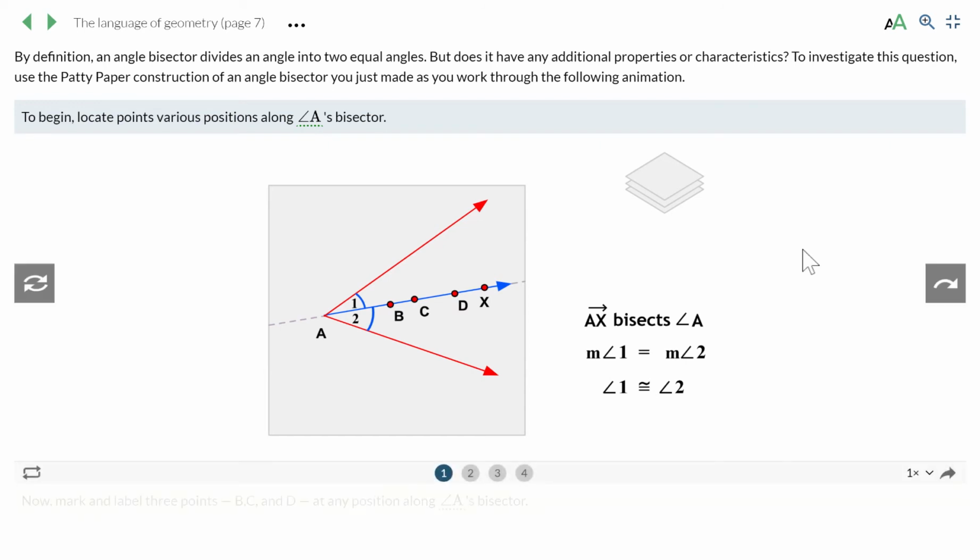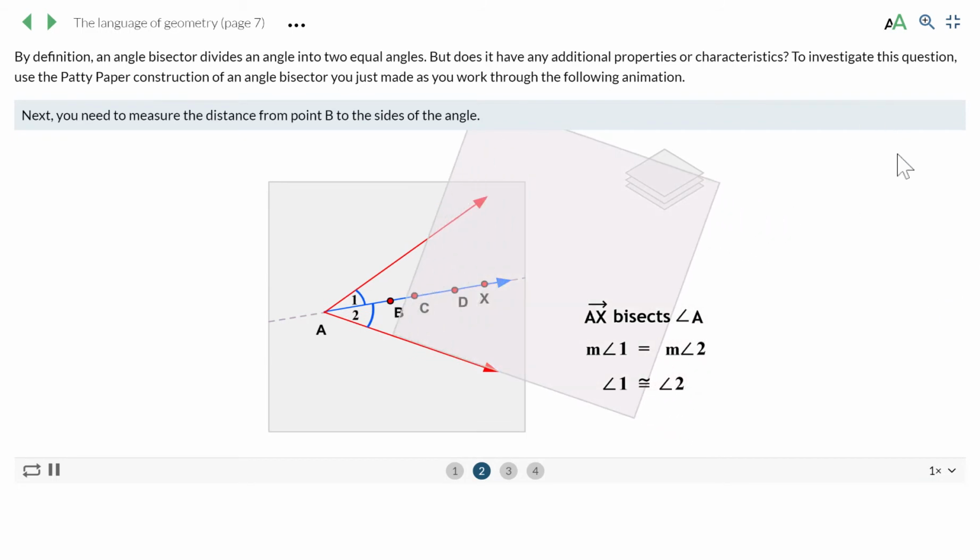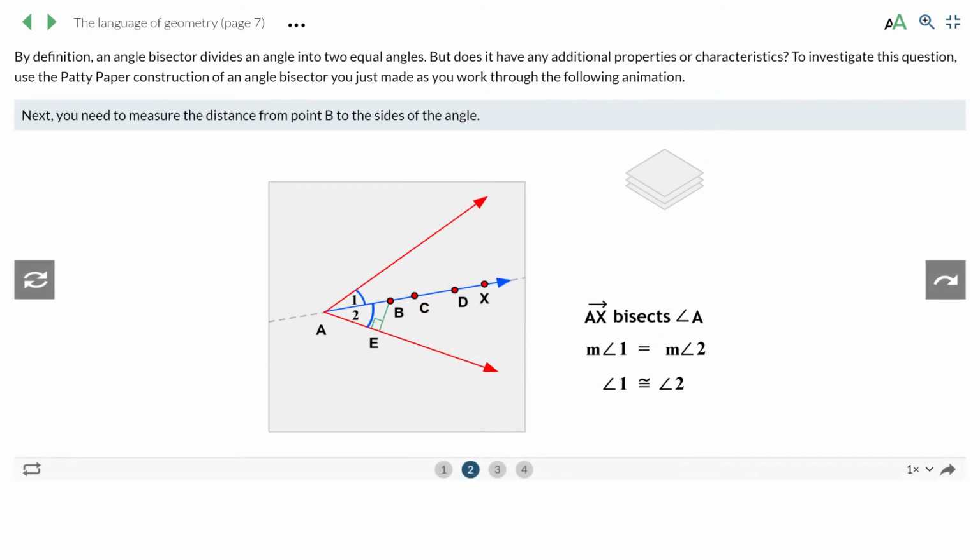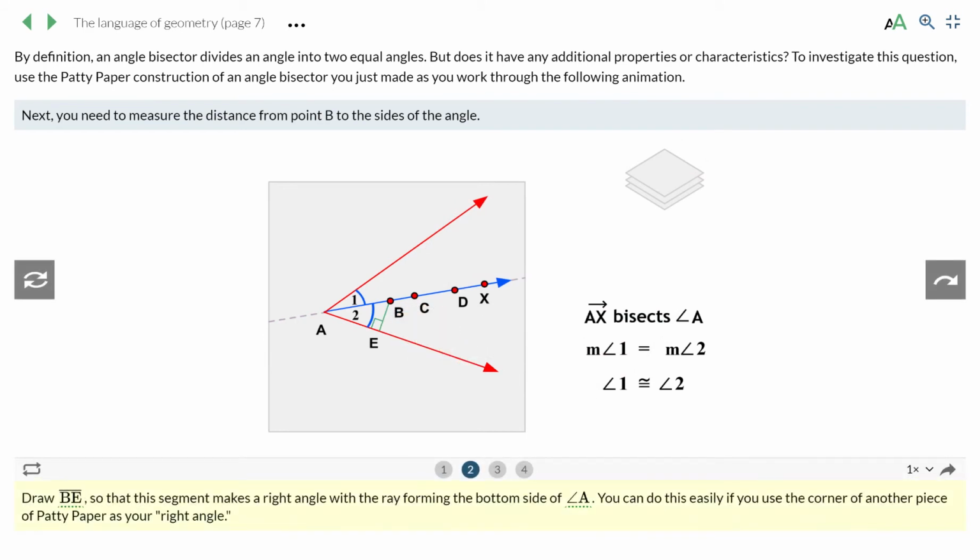So the first thing that they're doing is marking some points along the angle bisector. So you see point B, C, D, and point X. Now what they want to do is measure the distance from point B to each side of the angle. So they're going to draw a line segment, and they use some patty paper so that it creates a right angle because they want a perpendicular line.